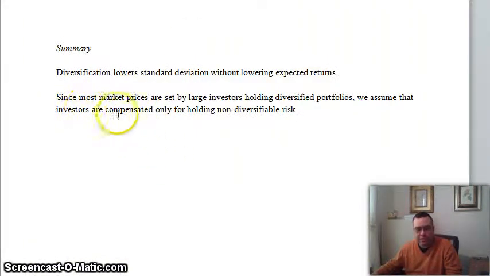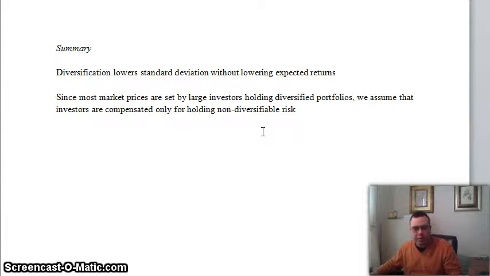It says in here, investors are only compensated for holding non-diversifiable risk, meaning you don't get paid anything for holding risks that can be diversified away. Compensated means if you take more risk, you should get more return, but you're not going to get any more return for taking risk that can be diversified away. So not all risk increases returns. If you want to get more returns, you have to take more risk, but just because you take risk doesn't necessarily mean you get more returns.